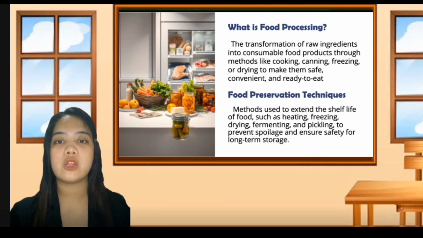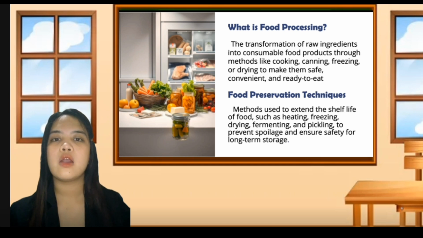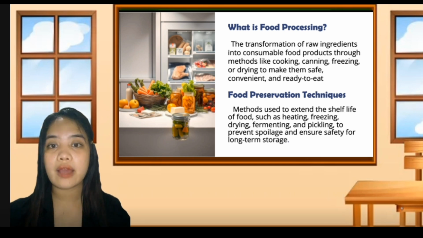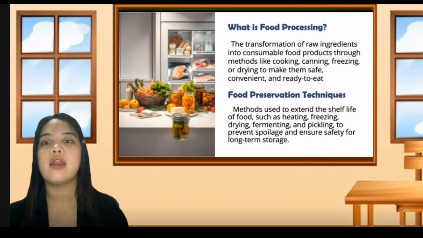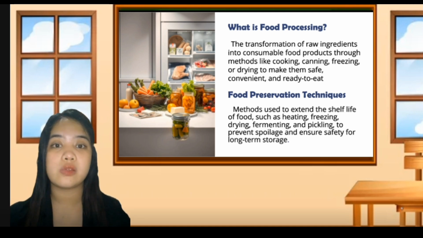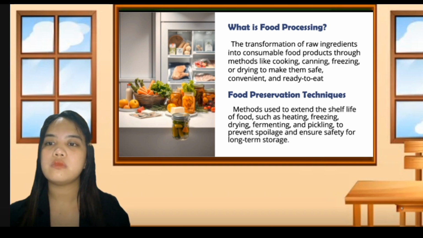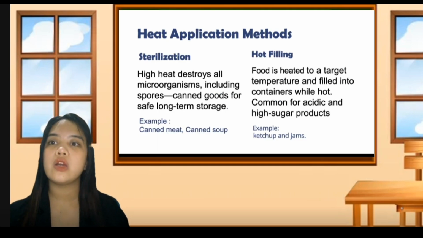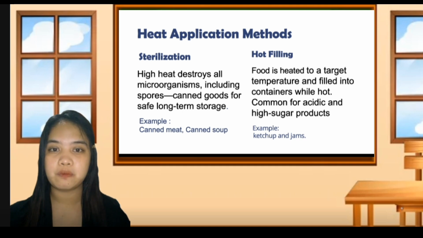So now let's move on to food preservation. Can someone share its definition? You can read it on the slide. Okay. Food preservation refers to the methods that extend the shelf life of food, like freezing, drying, distillation, hot filling, and other heat application methods. So now we're going to focus on various heat applications used in food processing and preservation.